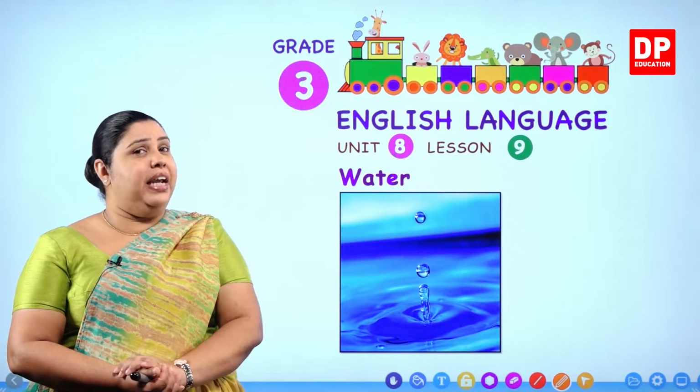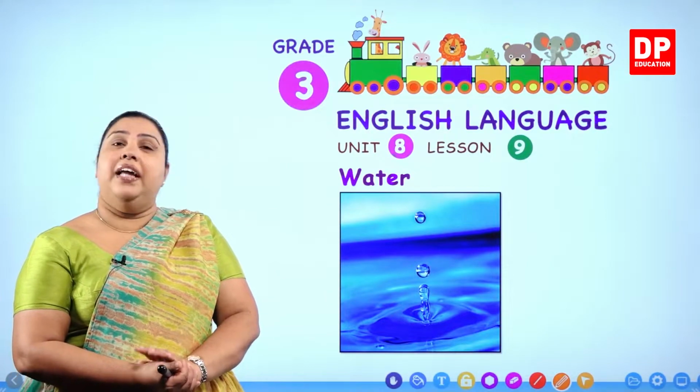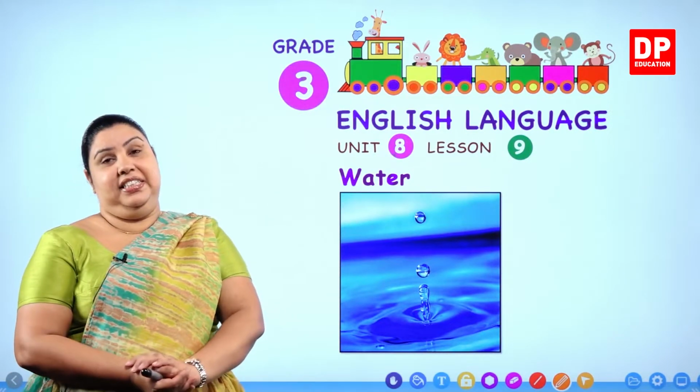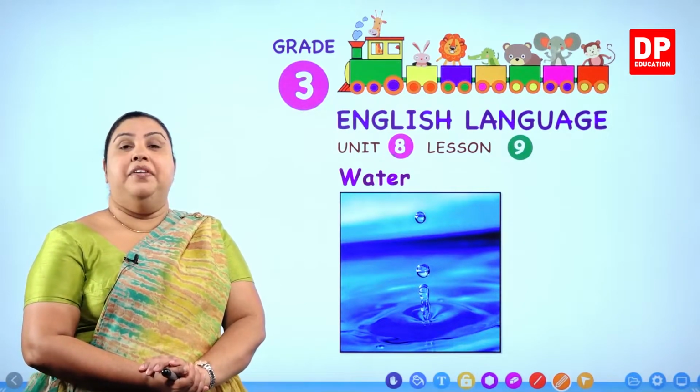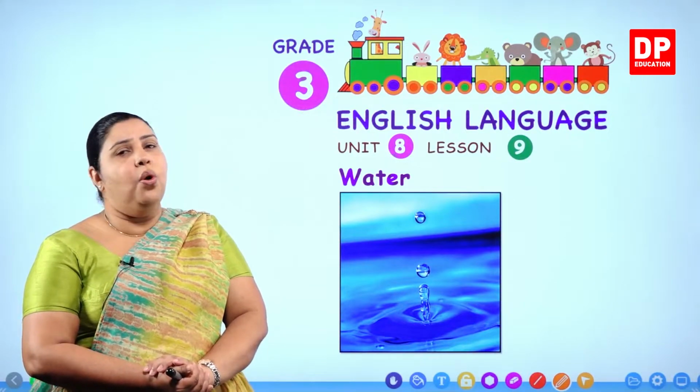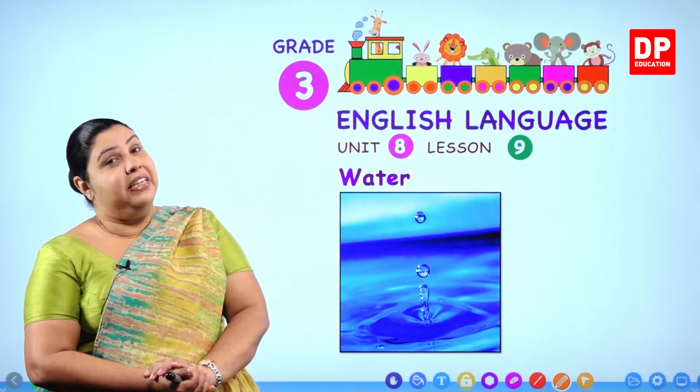Now how do we write the word water? W-A-T-E-R. Only 5 letters. Water. And water is something very, very important to all of us living on the planet Earth.